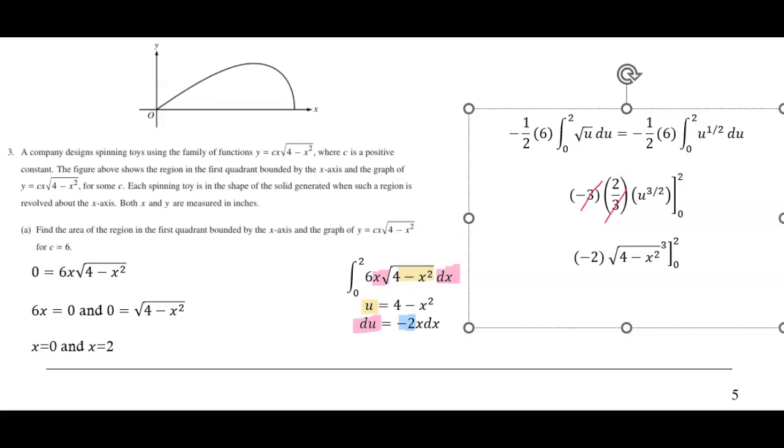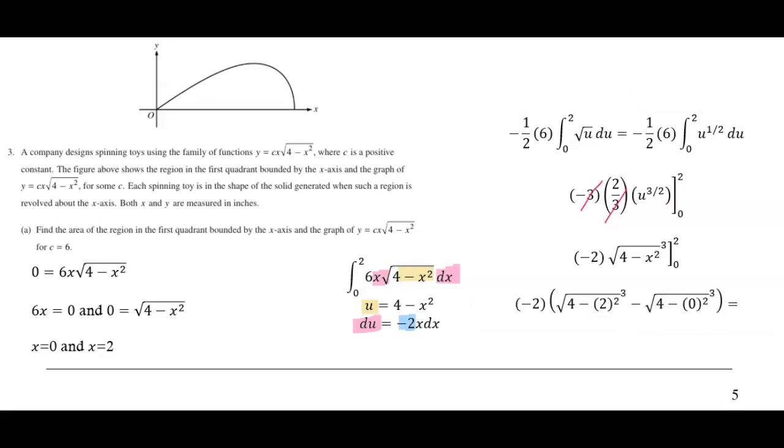All right, so now we're going to solve. We're going to plug in our b minus a and see what our answer is. So I'm going to replace x with 2 first, so I still have that -2 out front times the square root of 4 minus 2 squared, cubed, and then I'm going to replace x with 0. So I'm going to say minus the square root of 4 minus 0 squared, cubed.